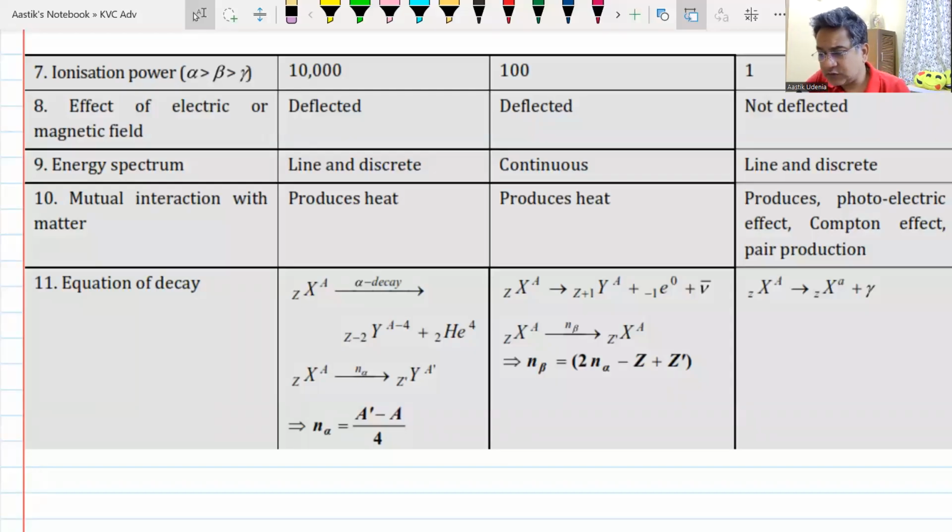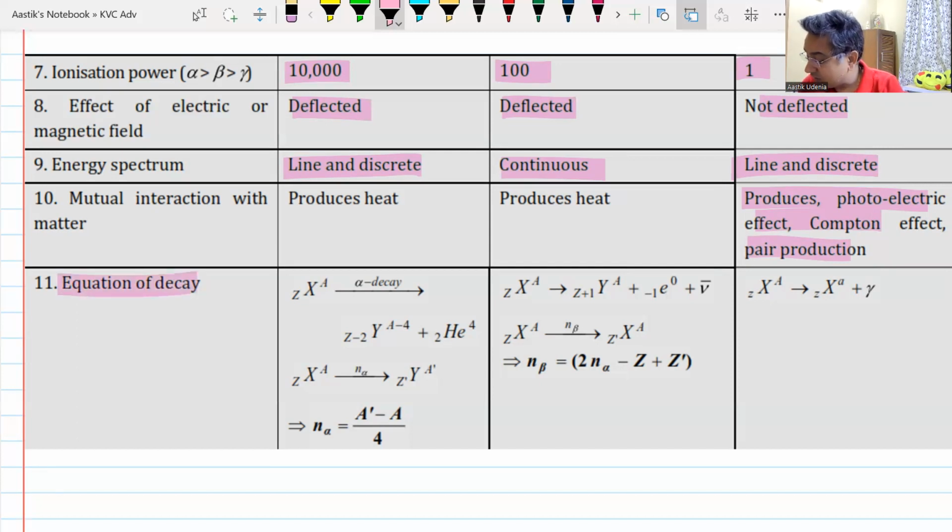Then we can move on to the other factors, the ionizing power. You just have to remember them. This is 10,000. It can ionize more because it consists of positively charged particles. Effect of electric or magnetic field: deflected, no effect. It consists of photons. The energy spectrum for alpha particles is a line spectrum, discrete. This is continuous. This is line and discrete. You must remember this. These are photons, so they can produce all types of effects that electromagnetic radiations can produce.